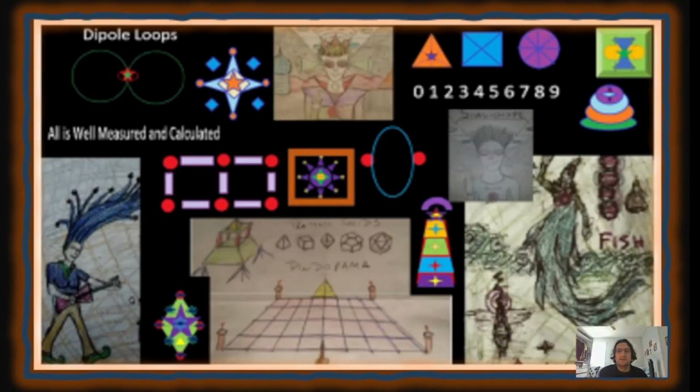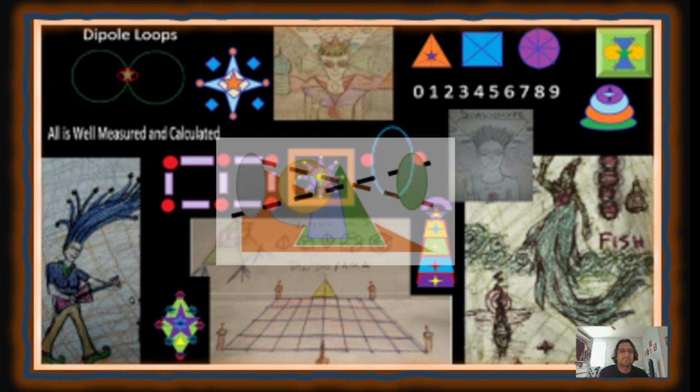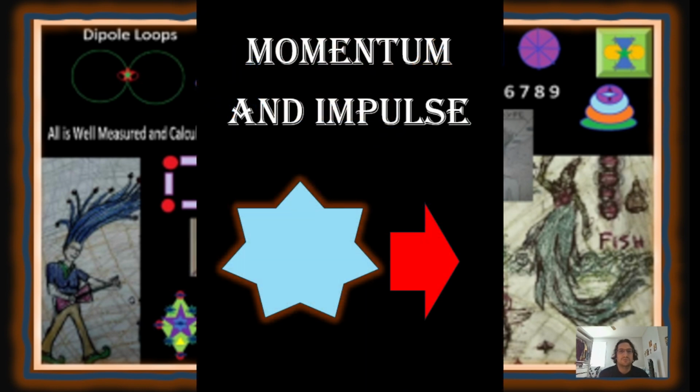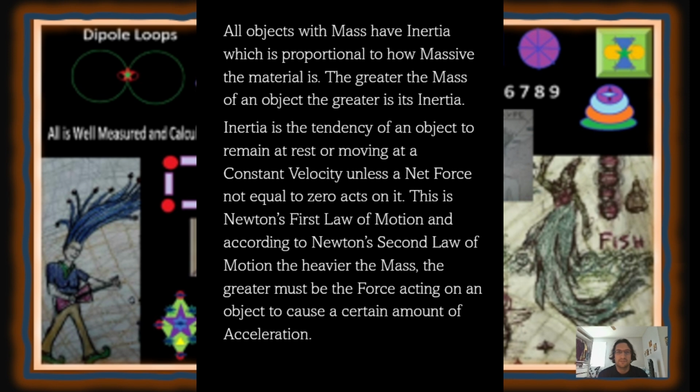Everyone, today we're going to talk about momentum and impulse. All objects with mass have inertia, which is proportional to how massive the material is. The greater the mass of an object, the greater is its inertia.